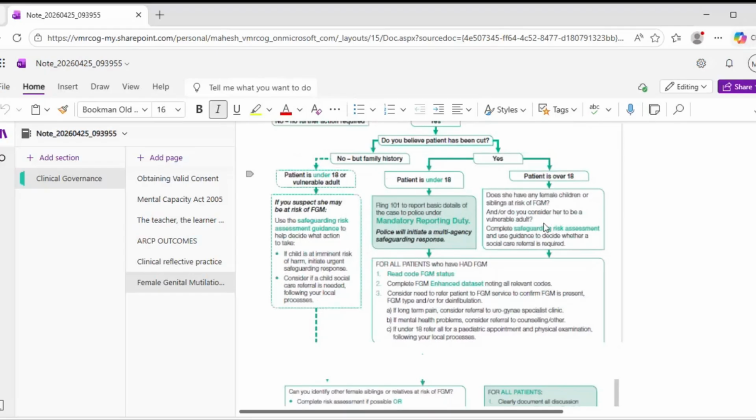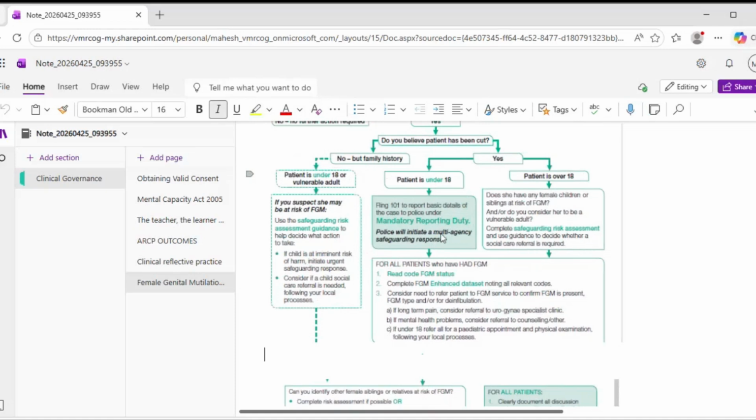Okay, then we will do the complete safeguarding risk assessment and use guidance to decide whether a social care referral is required or not. So here what is to be done is the safeguarding risk assessment, same as what we have done here. Here it is irrespective of the age, here it is only for the adult. So does she have any female children or siblings? She is more than 18 years and has undergone FGM, then her children may be at risk. So we will find out if there are any children or siblings who are at risk of FGM, and then we will carry out the safeguarding risk assessment.